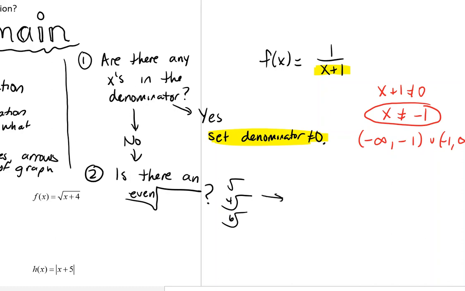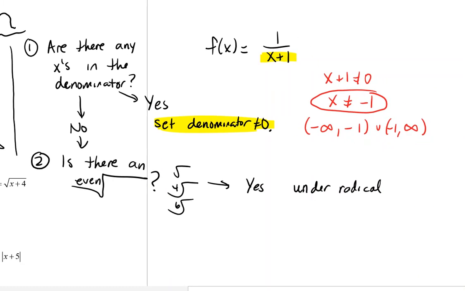So if that's a yes, then whatever's under the radical has to be greater than or equal to 0. That's really called the radicand. The radicand has to be greater than or equal to 0. So an example, square root 3x plus 6.